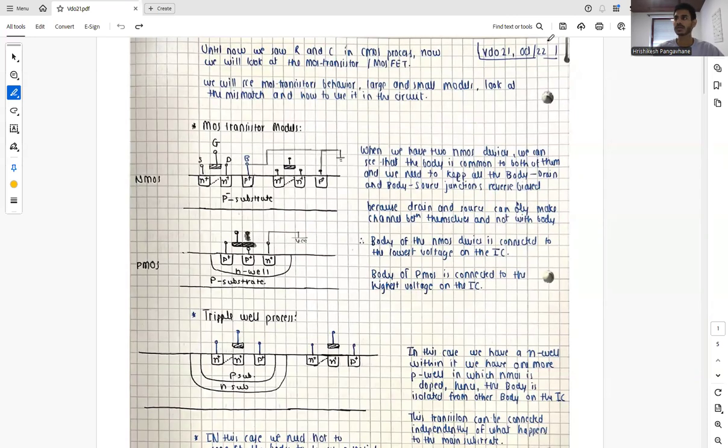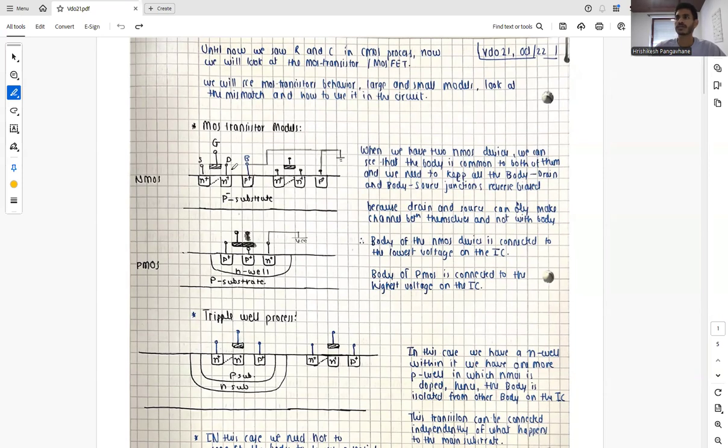Until now, we saw resistors and capacitors in the CMOS process. Now we will take a look at the MOS transistors, or MOSFETs, in the CMOS process. And we will see the MOS transistor modules, how they look in CMOS processes.